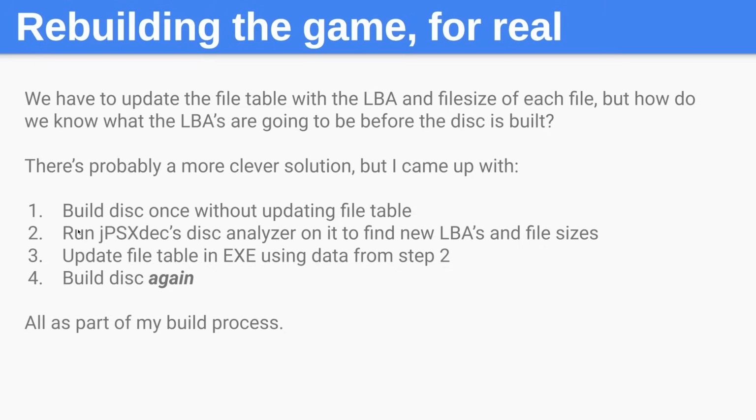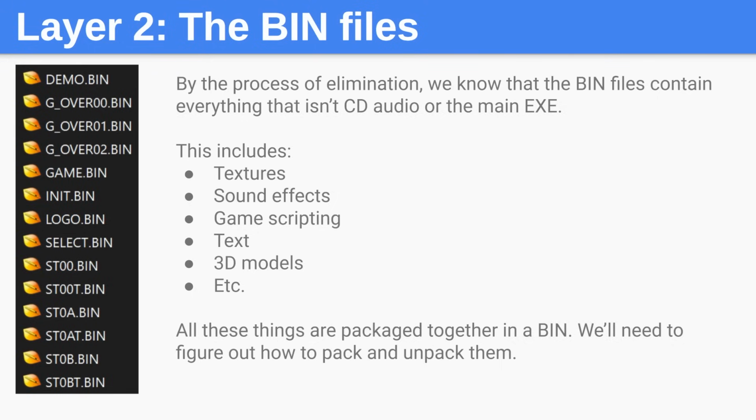Then I would run an analysis tool to find the new LBAs. And then I would update the file in the exe using this data. And then I would build the disk again with the updated file table in the updated exe. I didn't have to do any of this manually. It was just a part of the build process. That was all just layer 1. We can now rebuild the disk out of these files, but we haven't actually edited them at all yet.